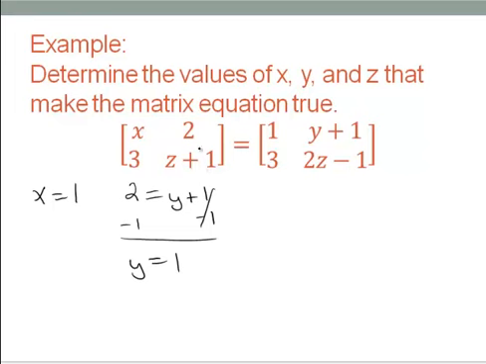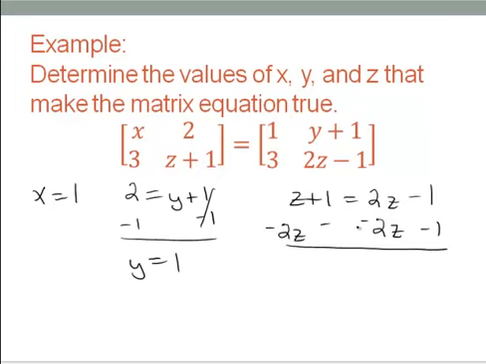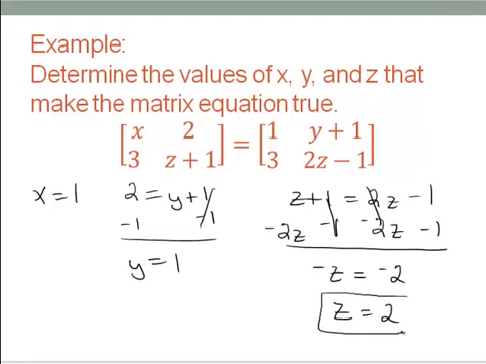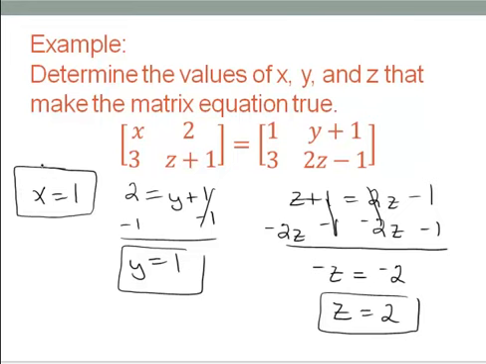But then we have z plus 1 must be equal to 2z minus 1. And then we solve. I think I will subtract 2z and then subtract 1. There we go. So we get z minus 2z and negative 1 minus 1. So z is equal to a positive 2. So we have now found x, y, and z so that these matrices are equal.